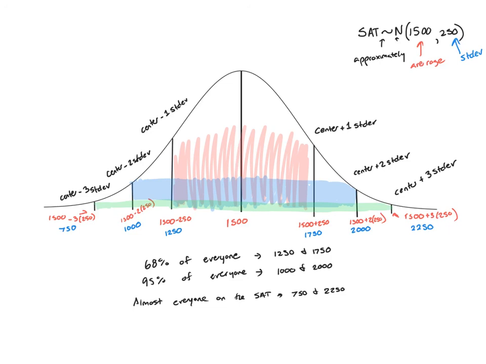So once again, once we know something is normally distributed, we can go ahead and say, well, one standard deviation out on either side gives us the middle 68% of people. 2 standard deviations out on either side give us the middle 95% of everyone. And then if we go 3 standard deviations out, this will be almost all. And in addition, with the normal distribution, we can say anyone under a 750, or anyone above a 2,250, could be considered a potential outlier.